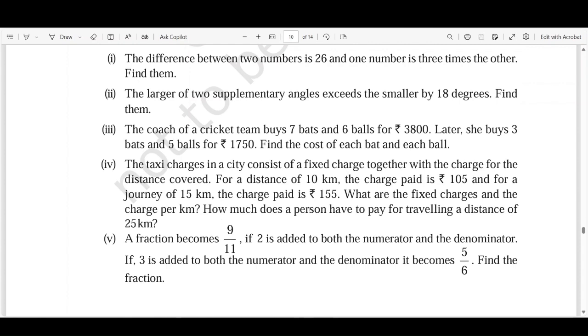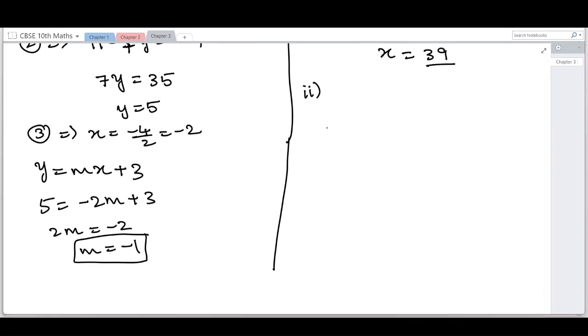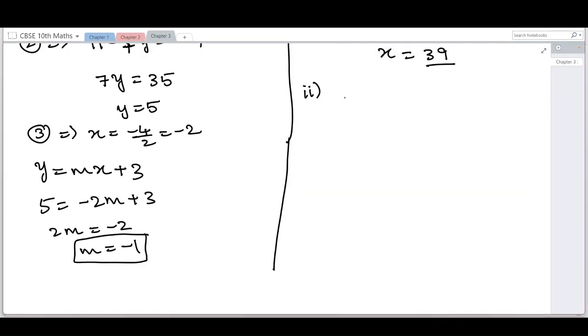The larger of two supplementary angles exceeds the smaller by 18 degrees. Clear? So we have two supplementary angles, and what they have given is the larger one exceeds the other, smaller one by 18 degrees. Now we have to find the two supplementary angles. Clear? So let us take the two supplementary angles to be x and y, and what we know is that the larger one will exceed the smaller one by 18 degrees. So let x equal to y plus 18.